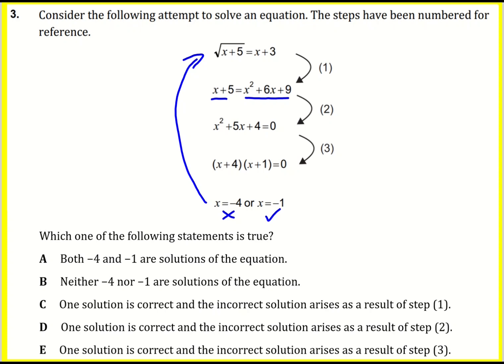So one solution is correct and the incorrect solution arises from step 1. When we follow it down, we get it on the same side, we factorize, there's no problems with steps 2 and 3, it's all about step 1, basically.